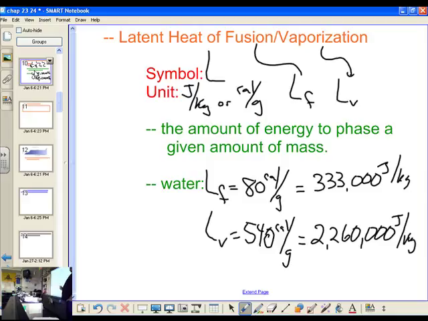Let's think about this number. Now we know a joule isn't a large amount of energy, but still, is 2 million joules a lot of energy? Yeah, it is. 1 kilogram of steam will give up this many joules when it condenses into water. Think about steam radiators for heat. When the steam comes through the radiator, it condenses from steam into water. It gives up this energy to the room. Your room is going to get nice and toasty, warm.